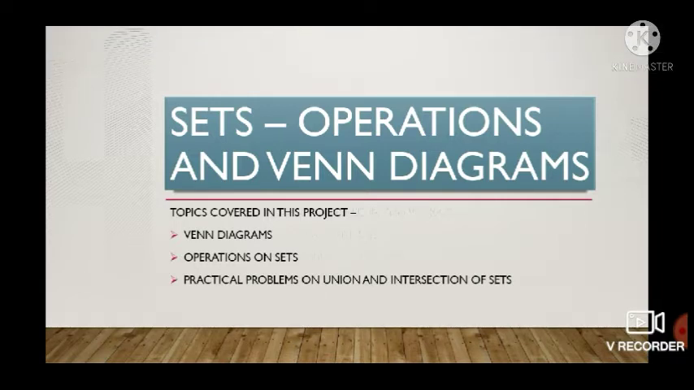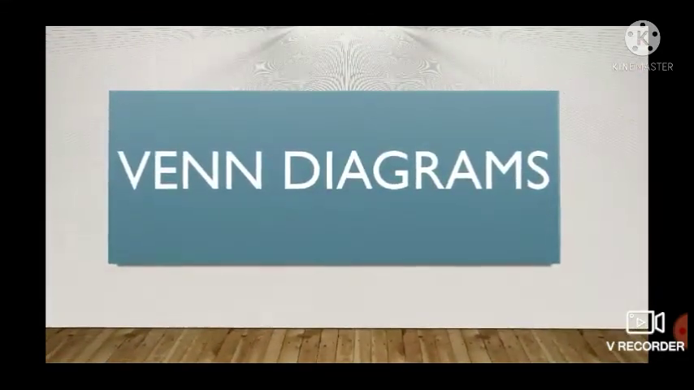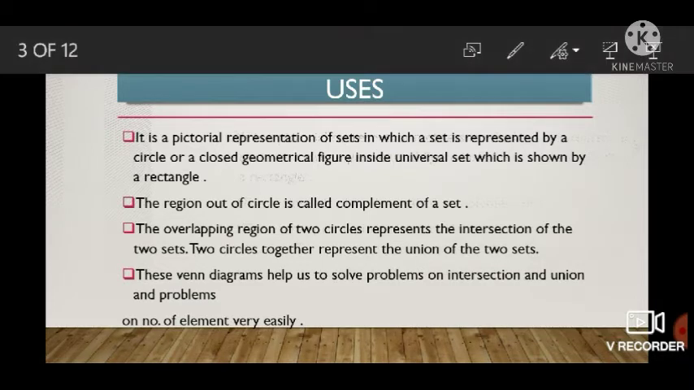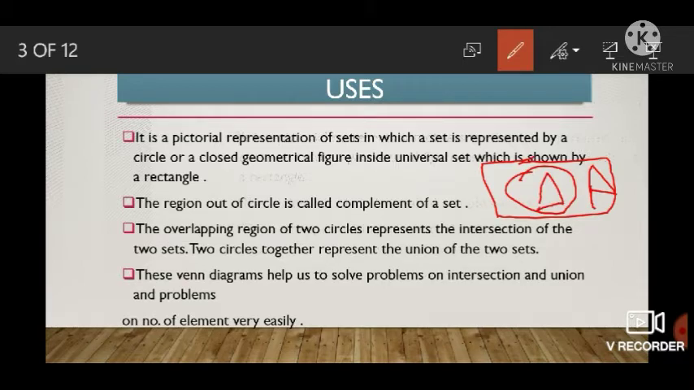So here we will first discuss Venn diagrams. Basically, what is a Venn diagram? Here is the basic definition. It is a pictorial representation of sets in which a set is represented by a circle or a closed geometrical figure inside a universal set, which is shown by a rectangle. I will show you by making it. We have this universal set and we show it by a rectangle, and any set A is shown by a circle or a closed figure. Generally we use a circle to represent a set, or you can also use a triangle or any closed figure, but it should be a closed figure, a polygon you can say.